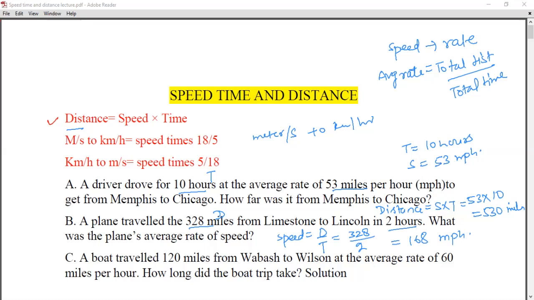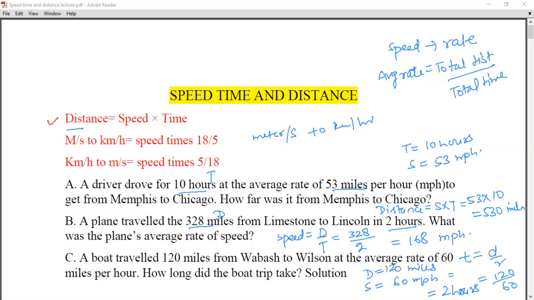For the third part, a boat traveled 120 miles from Wabash to Wilson at the rate of 60 miles per hour. How long did the boat trip take? For this, the distance is given as 120 miles, the speed is given as 60 miles per hour, and the time we need to find. Our formula for time becomes t equals distance over rate or speed. Distance is 120 and rate is 60, so our answer will be 2 hours.